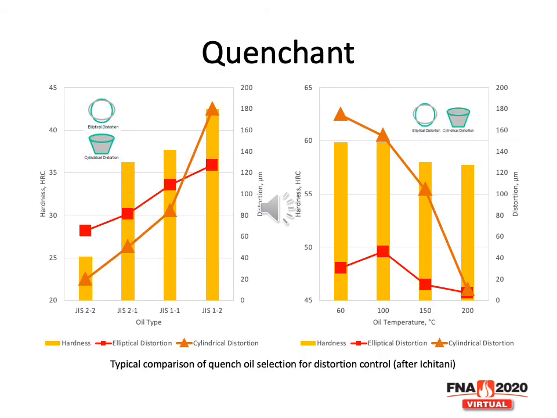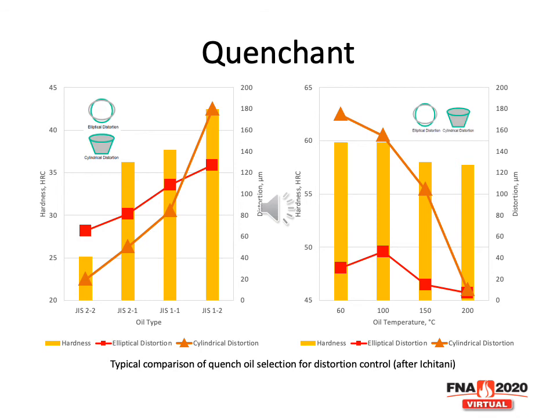In a study conducted by Chitani looking at different types of Japanese oils, the oil type had a big effect on, one, the hardness, as well as the type of cylindrical or elliptical distortion that you're going to see. As a general rule, the faster you quenched, the greater the distortion. You also see greater hardness too.